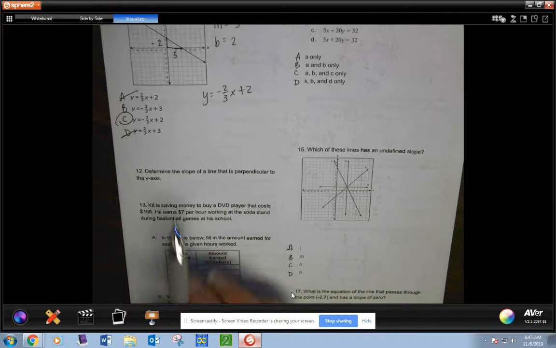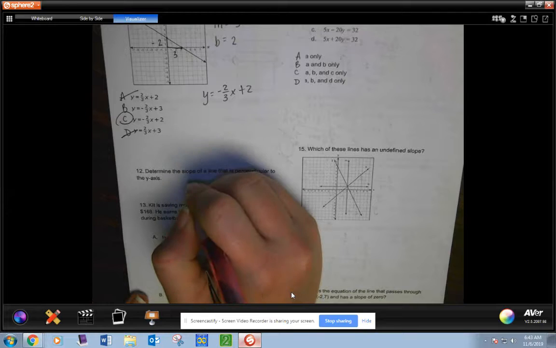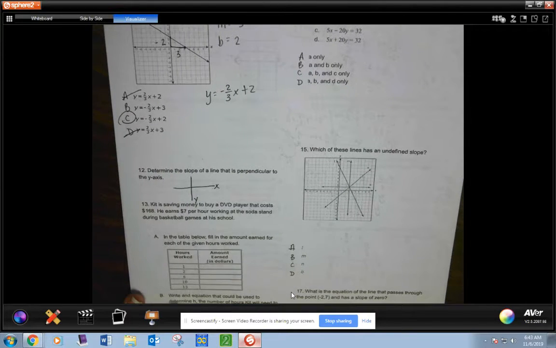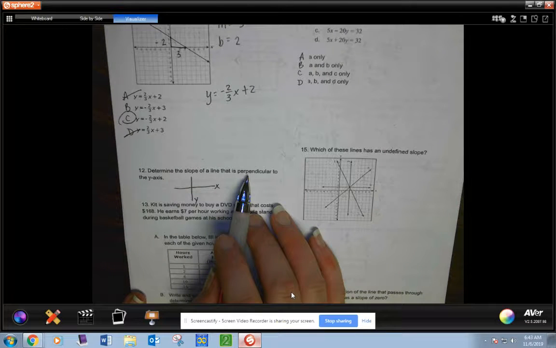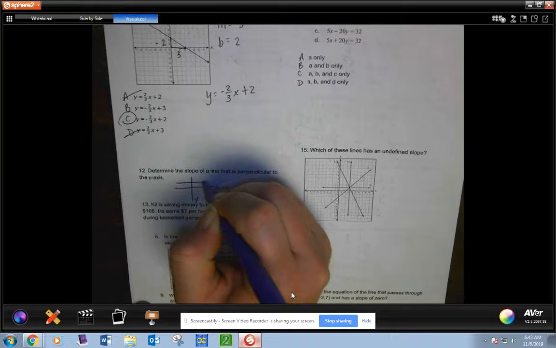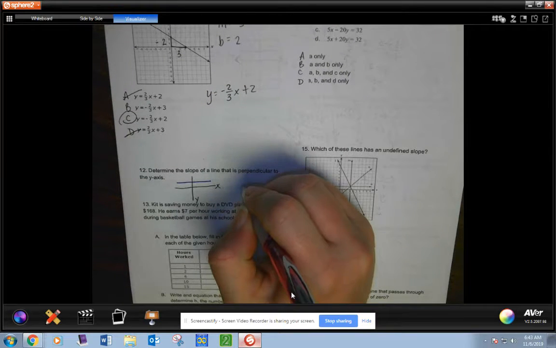Now determine the slope of a line that is perpendicular to the y-axis. So I'm going to draw me a graph. Here's X, here's Y. If I want a line that is perpendicular to the Y-axis, so if this is the Y-axis, I'll show it in a different color. Perpendicular means they cross at a 90, so a line would have to go this way. So if you were to look at this line has a slope of 0.